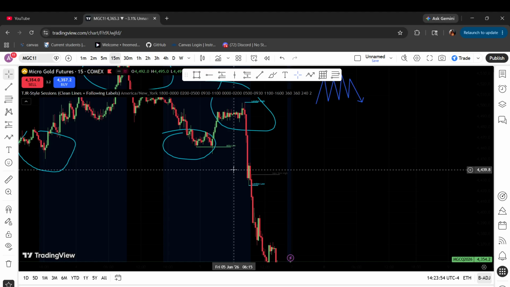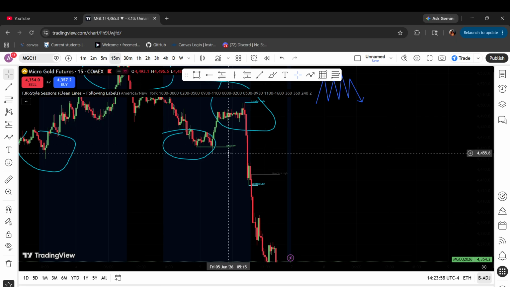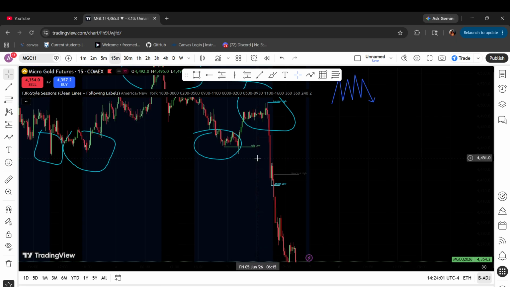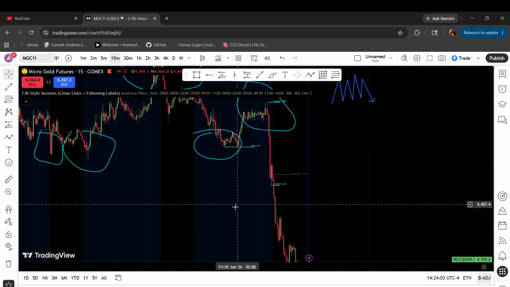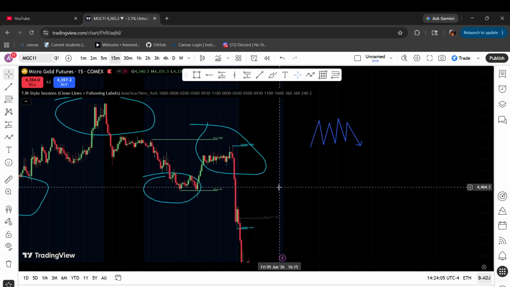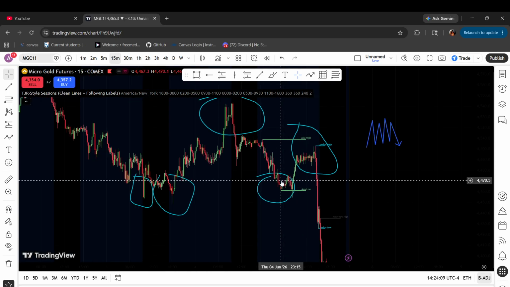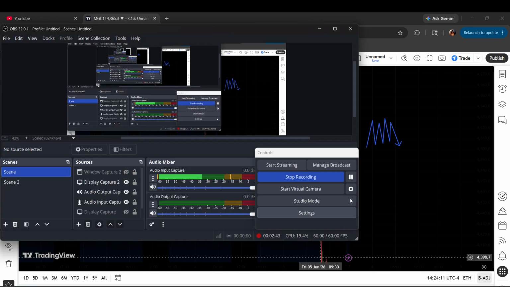So first, you want to confirm with volume. So you want to make sure how many orders are being put in, right? You don't want to just go in blindly. You want to make sure you get more confirmation, right?